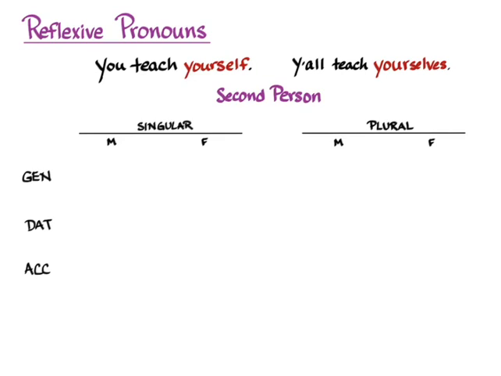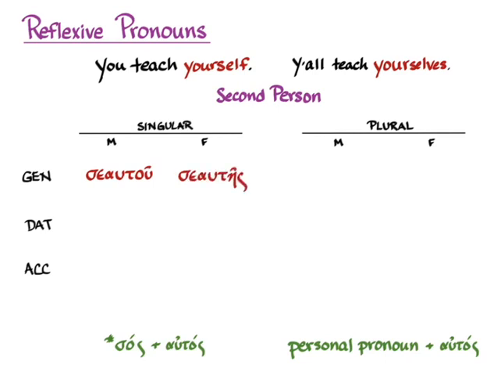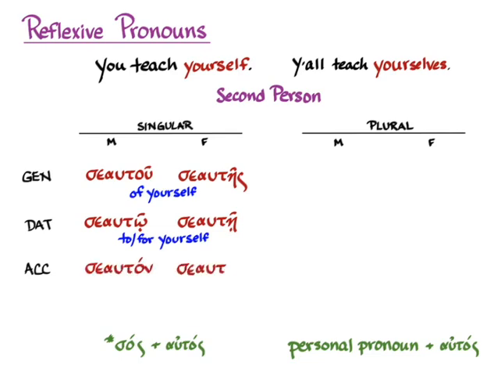So let's see how Greek does that. We're going to have a similar way of putting it together, the pronouns, as we did in the first person. So in the singular, it's almost as if it's some version of sou plus autos in one word. And in the plural, it's going to be the second person plural personal pronoun plus the appropriate version of autos. So that comes out to be se autou or se autes for of yourself. Se auto, se aute in the dative to be to or for yourself. Se auton, se autain in the accusative for yourself.